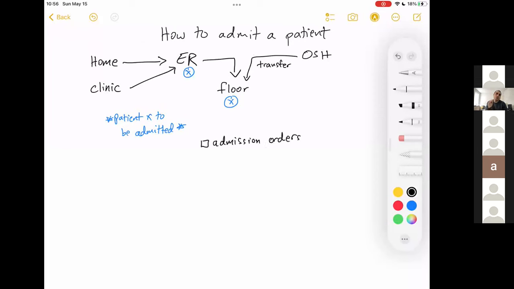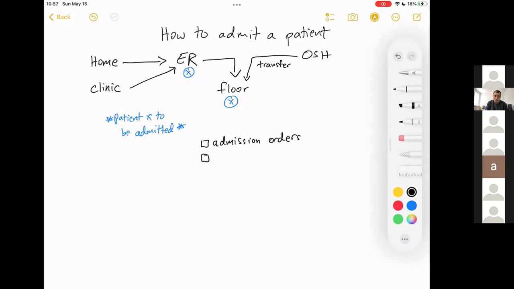These are the orders you're going to place in the EMR, the electronic medical records, that tell the nurse exactly what to do. It transfers the patient from your care to another, to the actual floor, from the ER or from another facility to your actual care. And then it also adds a few things. We'll go over them. But the first one is called admission orders.